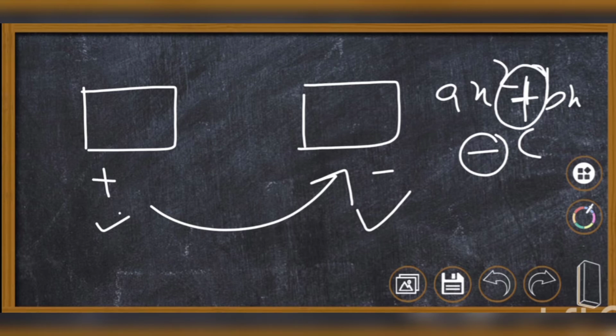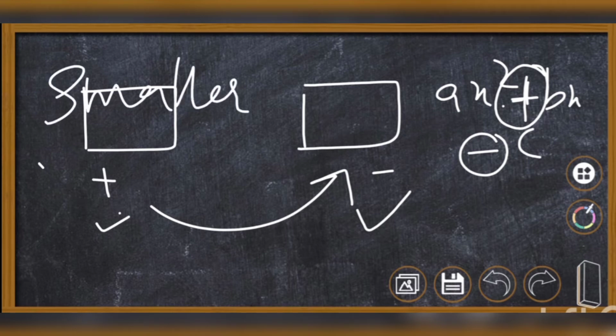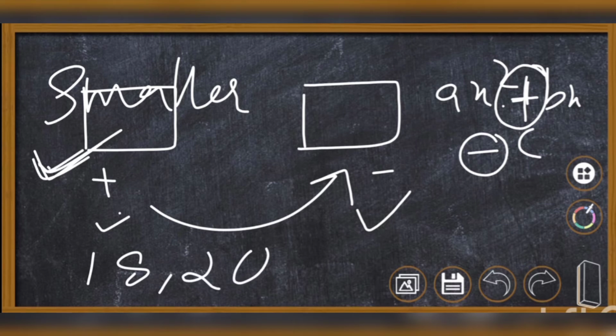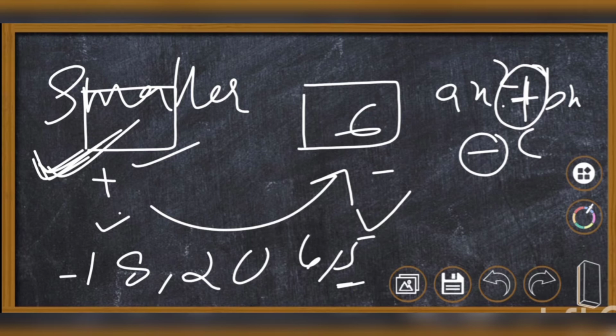Example, if we take an example, if 5 and 4 are there, then 4 will be the positive value and 5 will be the negative value. So the sign associated with b will be the smaller value. If 18 and 20, 18 is the smaller value, so it will be positive and 20 will be negative. 5 and 6, 5 will be the smaller value, positive value, and 6 will be the negative value. Okay. Now moving to the next.